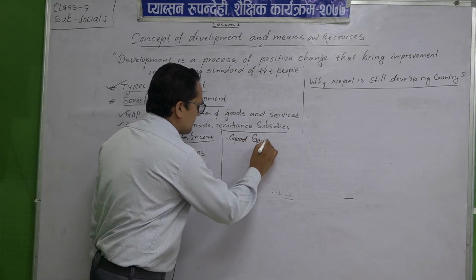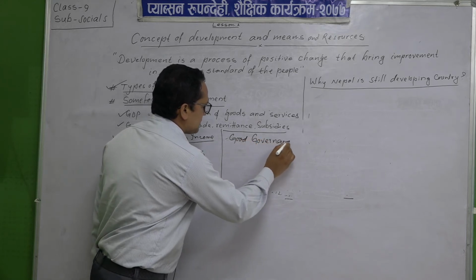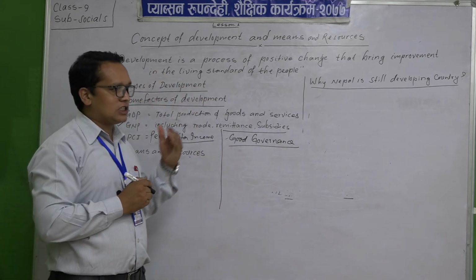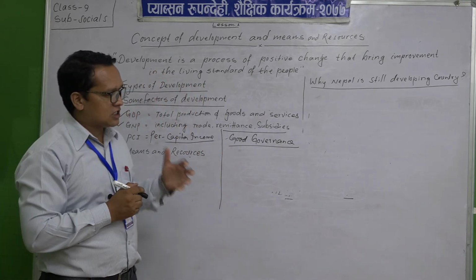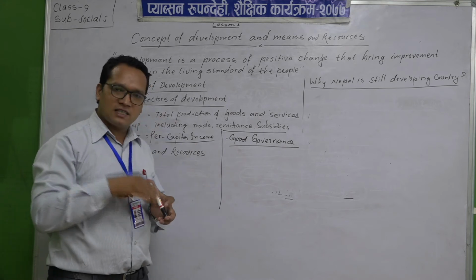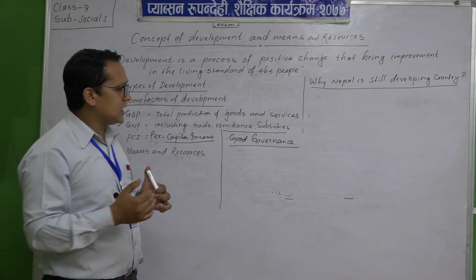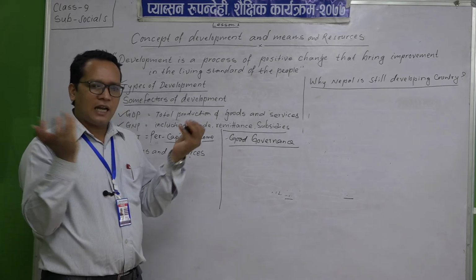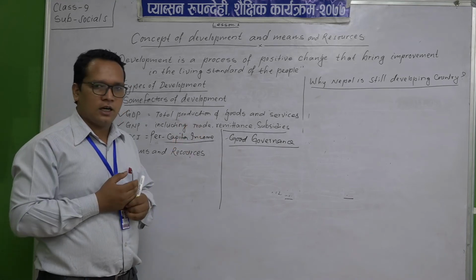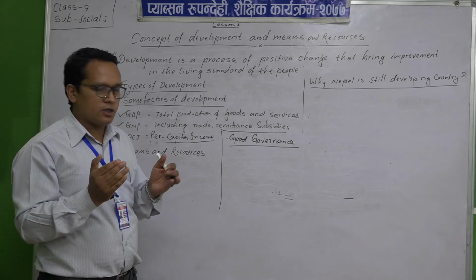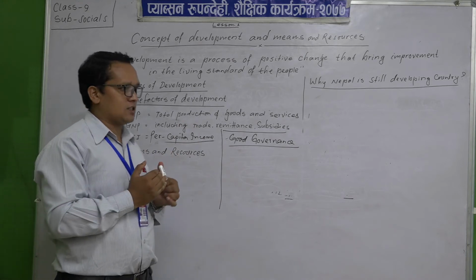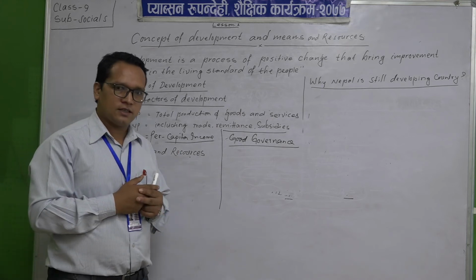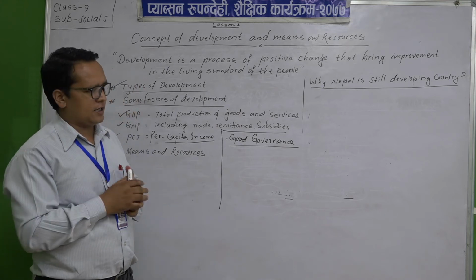Good governance means where there is accountability, where there is transparency, where there is no corruption, where there is stable government. Only then can development happen. If the government is changed within 9 months or 6 months, development cannot be possible. So good governance is required, and patriotism is also required. Yes, many things are required for development.